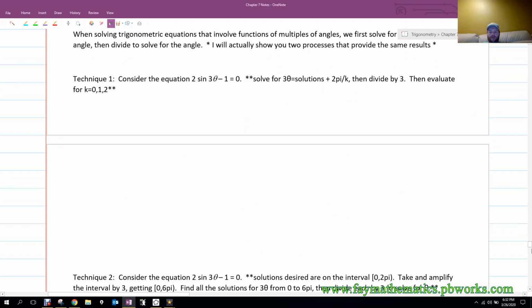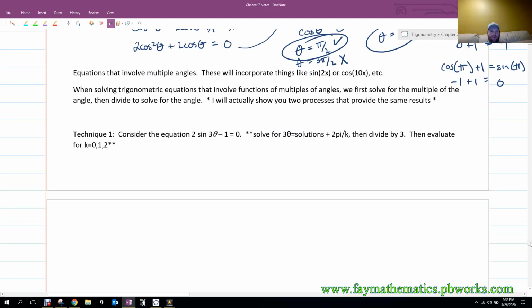Scrolling down to the next one, it says equations that involve multiple angles. So now we're thinking about things like sine of 2x, sine of 3x, cosine 10x, and anything in which that number there, which remember back to transformations, that's your b value. And when that b value is bigger than 1, it actually compresses things. So this thing is going to oscillate more times between 0 and 2 pi. So we're going to get more solutions.